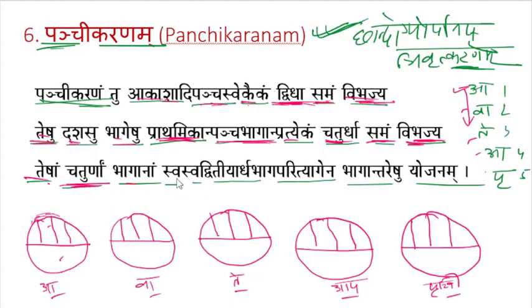Chaturnam bhaganam swa ditya ardha bhagan parityagena. Ditya ardha means you need to leave its own other box. Other box means you are talking about this one. This part, you need not touch. Then where you need to work? You need to work with this first box. Parityagena bhagantareshu yojanam. Bhagantara means the bhaga that is left out.